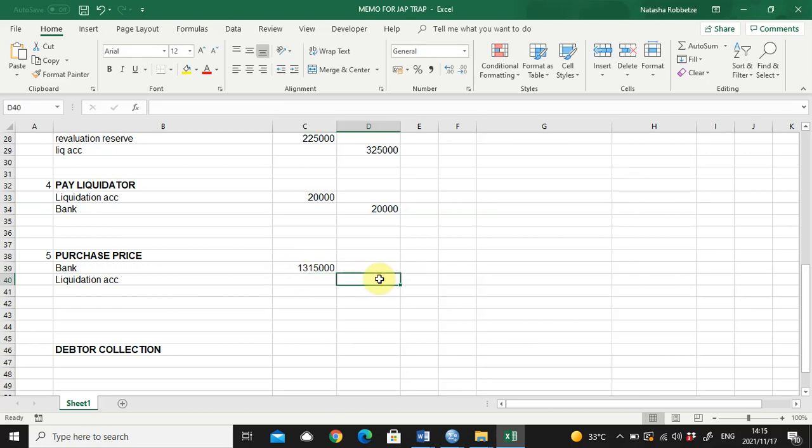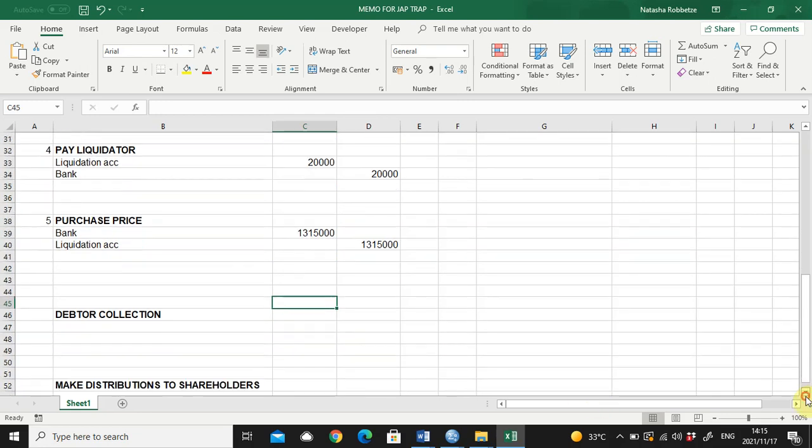Right, we're also going to take that amount to the liquidation account so that the debits and the credits are again equal. We are on step number 6, where we need to look for, in this instance, debtor collection. There could also be some random additional sales of assets. But in this question, if I refer you to note number 3, you would find that there's only debtor collection to be accounted for in this example.